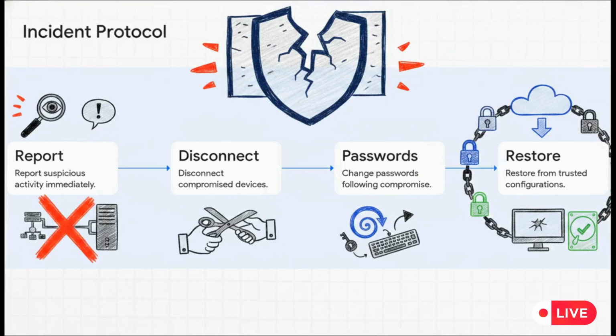So, what if the worst actually happens and your perimeter gets breached? You need a super clear, actionable sequence ready to go. Step 1, report any suspicious activity immediately. Step 2, surgically disconnect the compromised devices to stop the spread dead in its tracks. Step 3, globally reset your passwords. And step 4, restore your devices using only those trusted, backed up configurations we just talked about.